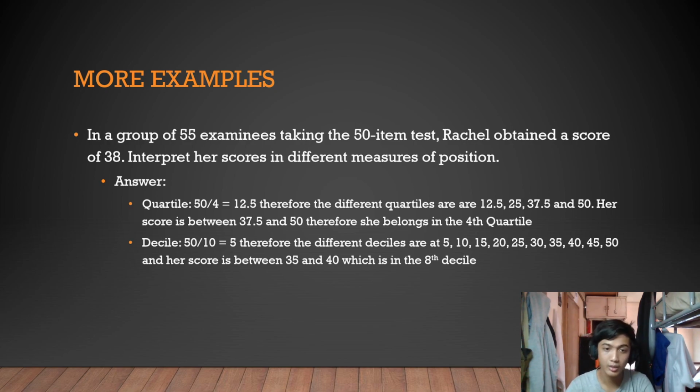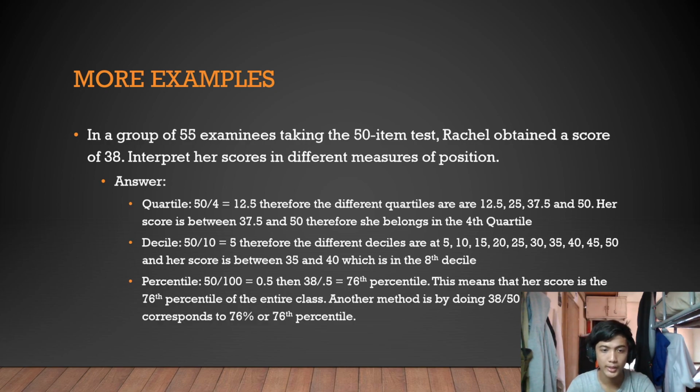Now, similarly again, let's look at which breakpoints Rachel's score falls under. So Rachel's score falls between 35 and 40. 35 is the 7th decile, and 40 is the 8th decile, which means that Rachel's score falls under the 8th decile. And finally, for the percentile. Now, for percentile, we divide the data by 100. That would mean that each breakpoint is 0.5.